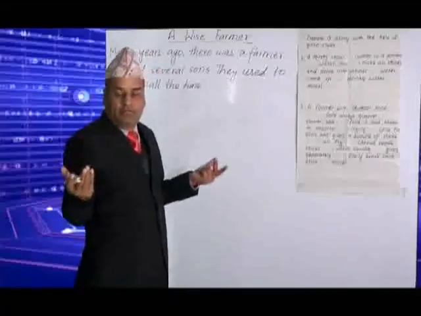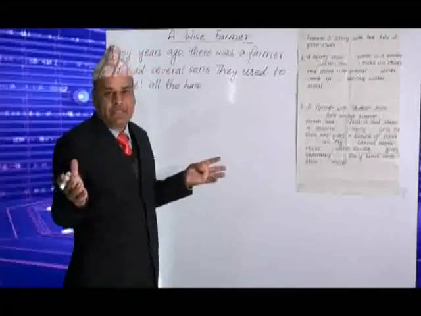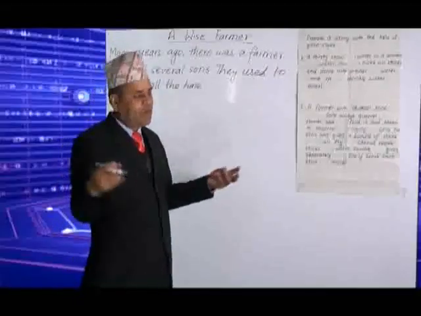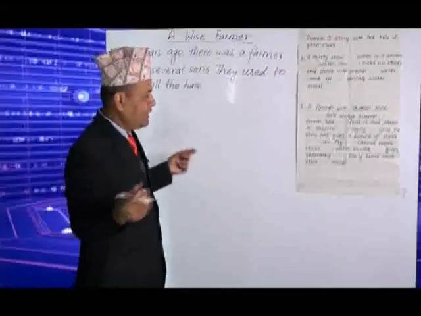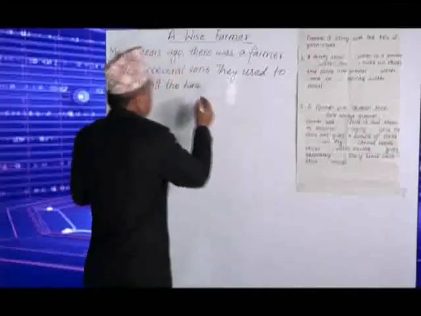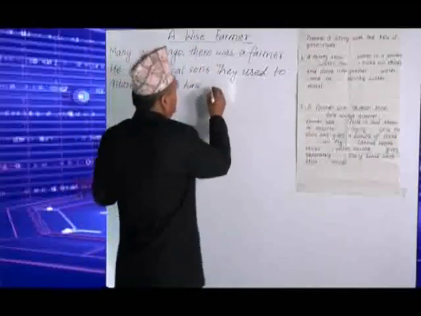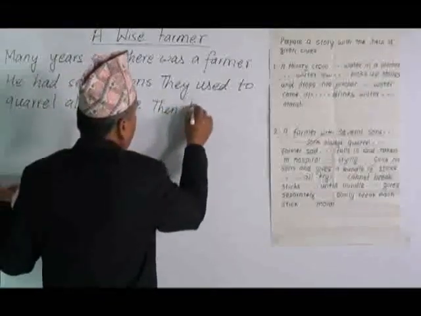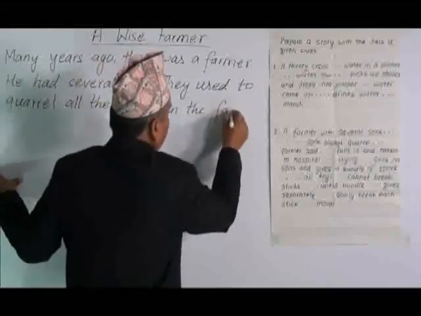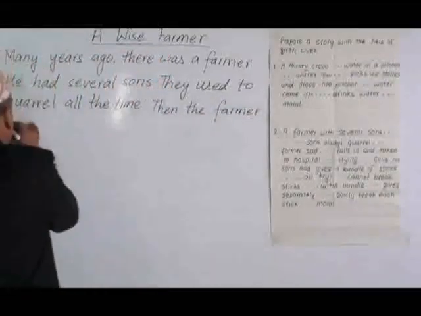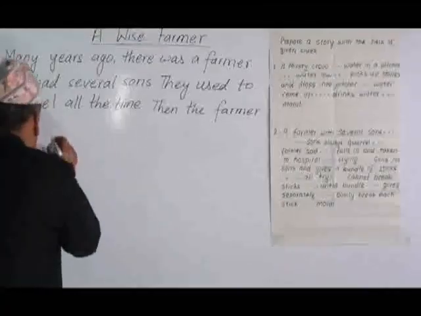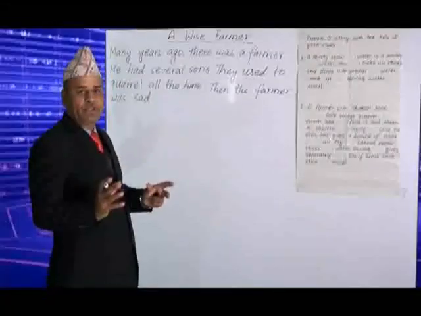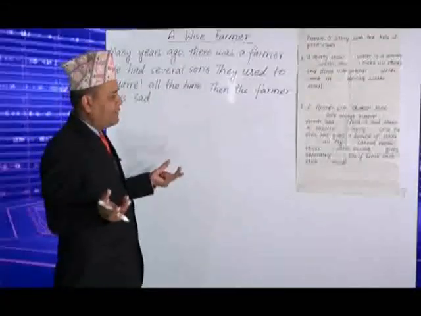The farmer's sons were not friendly to each other. They were not helpful to each other. They could not stay peacefully. All the time they used to quarrel. And what happened? Then the farmer was sad, with the sons' activities, the sons' behavior, right? The farmer was sad.